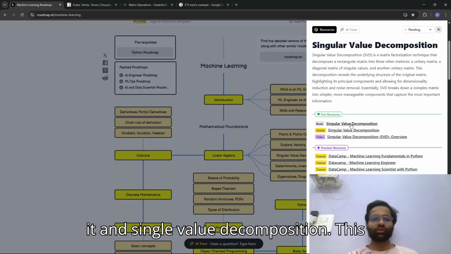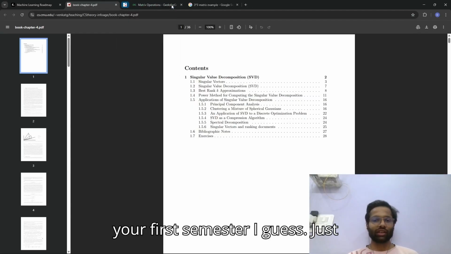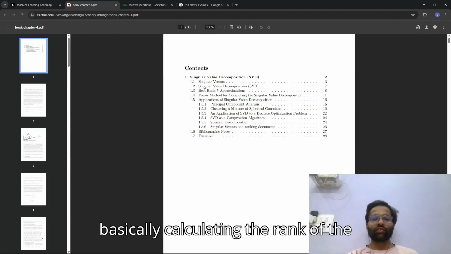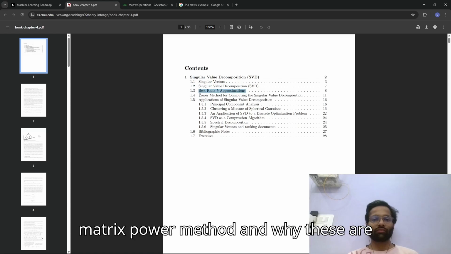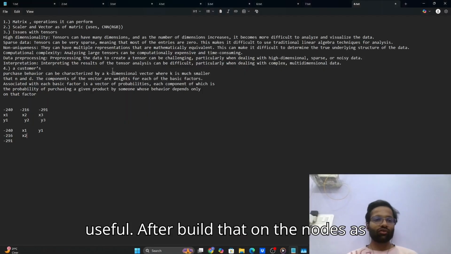And singular value decomposition. This is something that you have learned in your first semester, I guess. Just basically calculating the rank of the matrix, the power method. And why these are useful, I've prepared that in the notes as well.